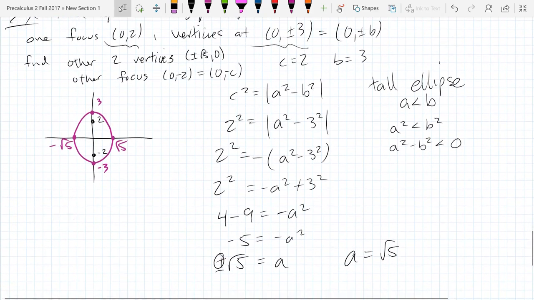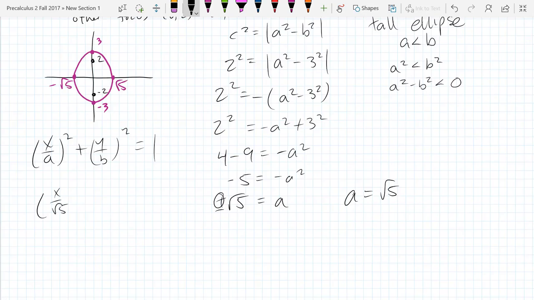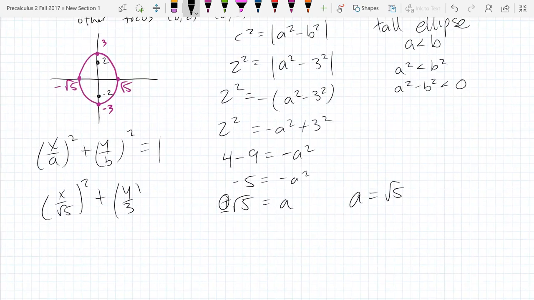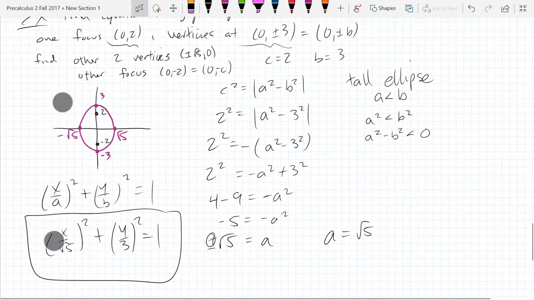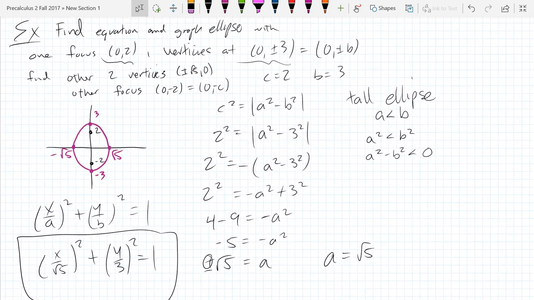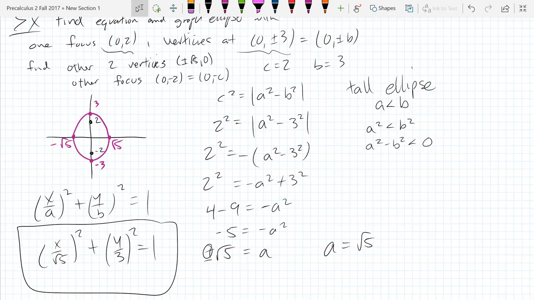All right, last up, equation. x squared over a squared plus y squared over b squared equals 1. x squared over square root 5 squared plus y squared over 3 squared equals 1. So there's our equation. Any questions on this ellipse problem? The two important things are figuring out whether you have a tall ellipse or a wide ellipse, and that tells you how to deal with the absolute value and how to relate a, b, and c together.